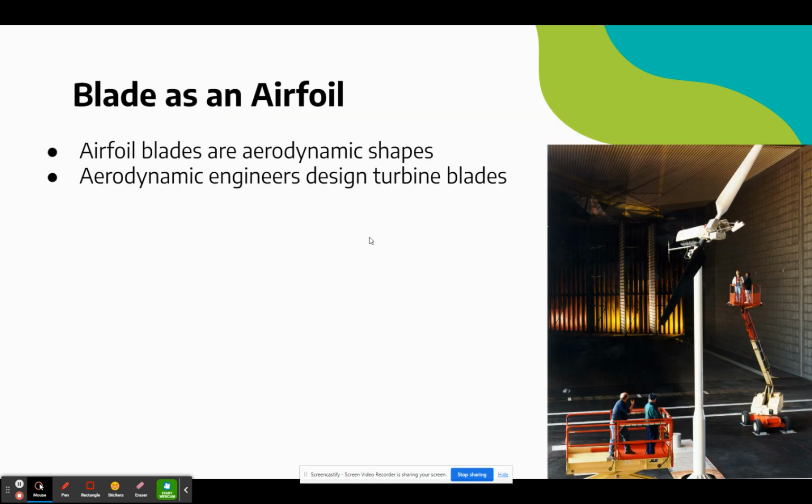Now, again, the concept of what we're looking at for 4.1.1 is blades as an airfoil. Airfoil blades are aerodynamic shapes, and aerodynamic engineers design those wind turbine blades. We've even gone as far as using biomimicry, which is the concept of looking at things in nature and applying them, to even look at the fins of blue whales and how they efficiently move through water, to design some wind turbine blades. Your inspiration for what a wind turbine blade as an airfoil can look like can come from anywhere as long as it's increasing the efficiency of the electricity generated.